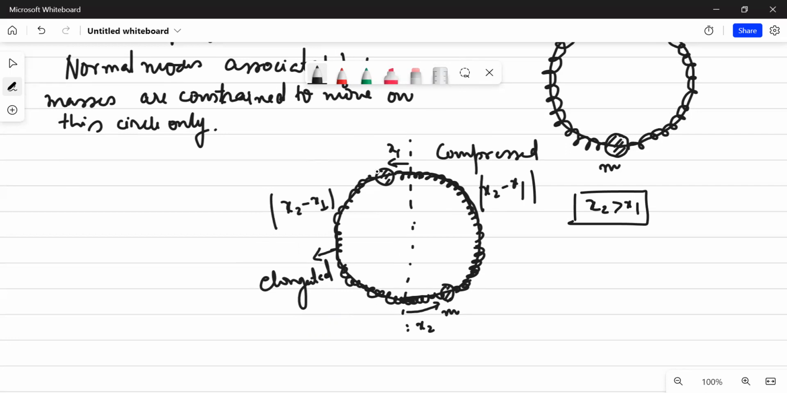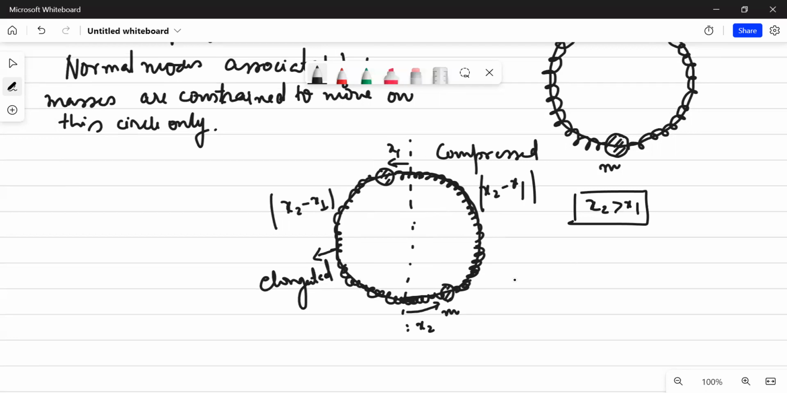Because see, this x2 is going ahead and this x1 is going ahead, and x2 has gone further, and x2 is greater than x1. So obviously this particular spring will get stretched, and this particular part of the spring will get compressed. Compressed only. Is that clear?